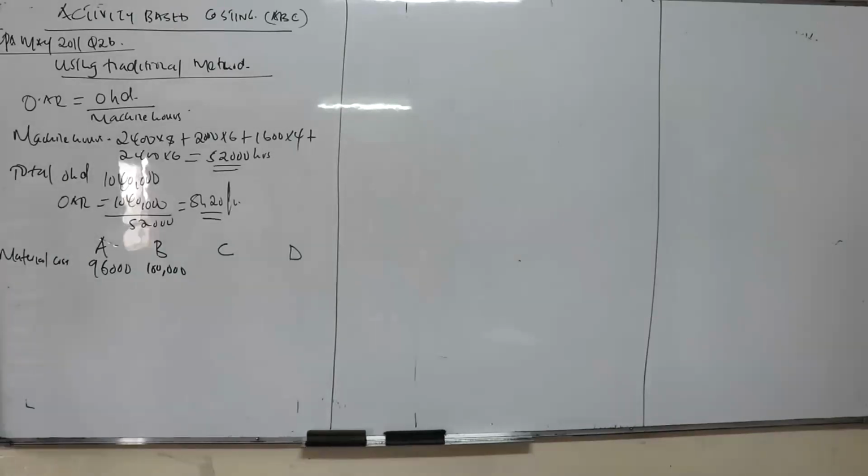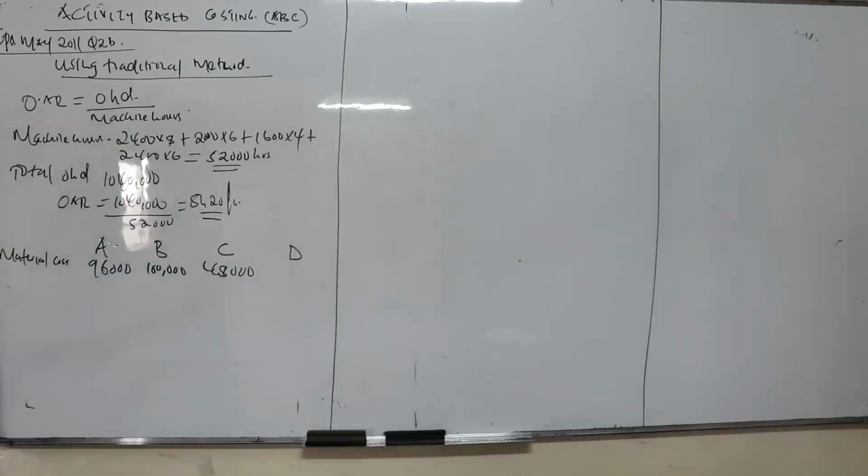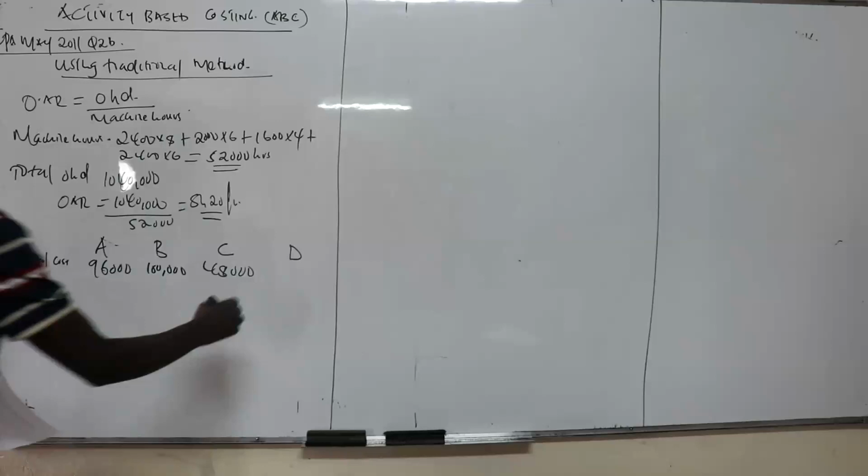Product C, they produced 1,600 units. The material cost per unit is 30. How much do you get? 48,000. Product D, the total units produced is 2,400 units. The material cost per unit is 60. When you multiply that, what do you get? You get 144,000. So that is the material cost.